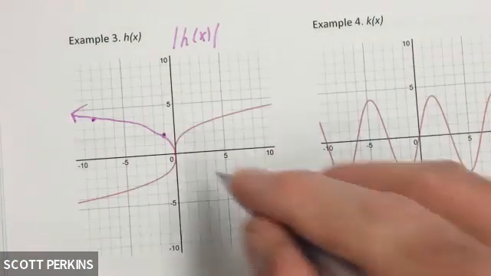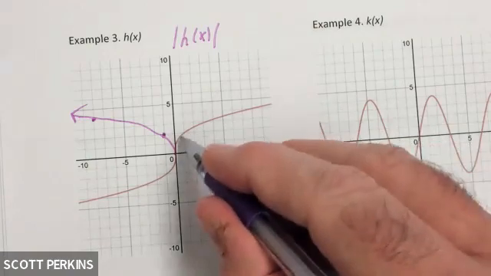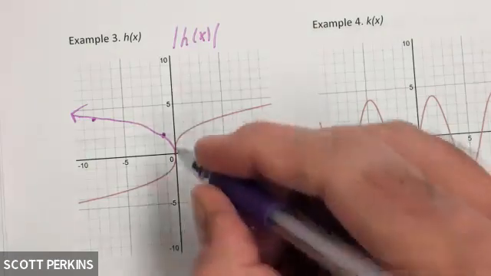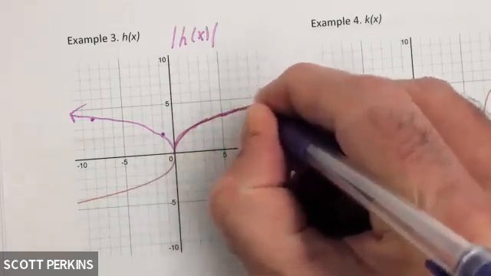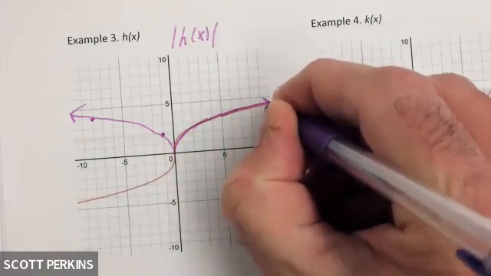And then on the right side, all of these values are already positive. So when I take the absolute value of these, they're not going to change. So this graph now looks like how I used to draw birds in elementary school. There you go.